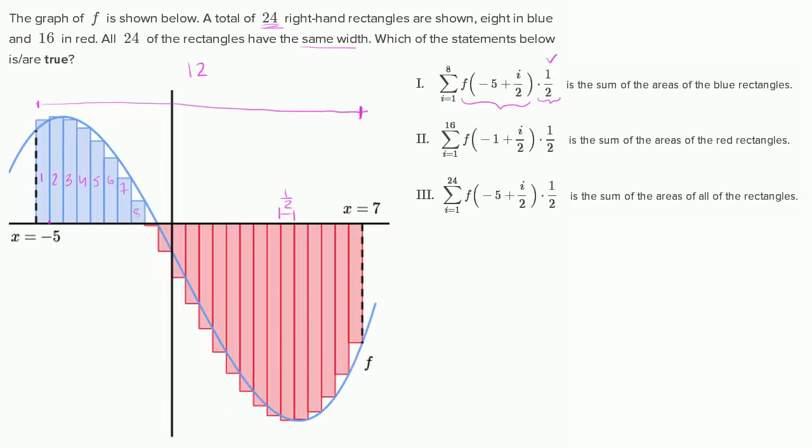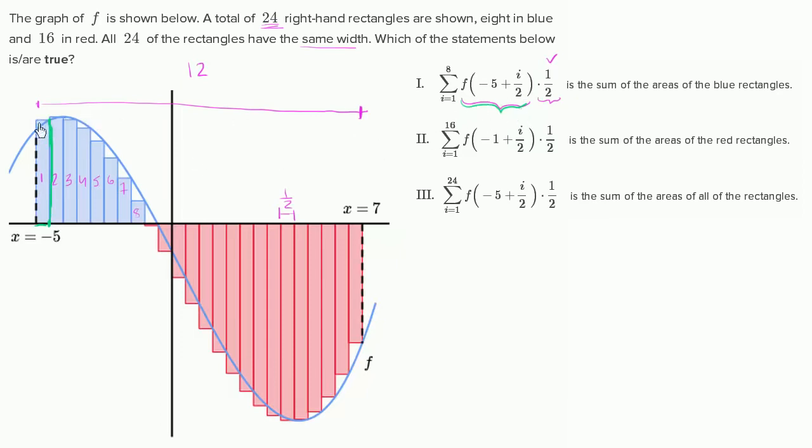And now let's think about this part. Let's think about the f of -5 plus i over 2. So let's see, when i is equal to 1, so we're going to take 1/2 times f of -5 plus 1 over 2, right? i is 1. So -5 plus 1/2 is going to get us to this point right over here. f of that is going to be this distance, this height right over here. And this is consistent with these being right-handed rectangles. So this is definitely the case.